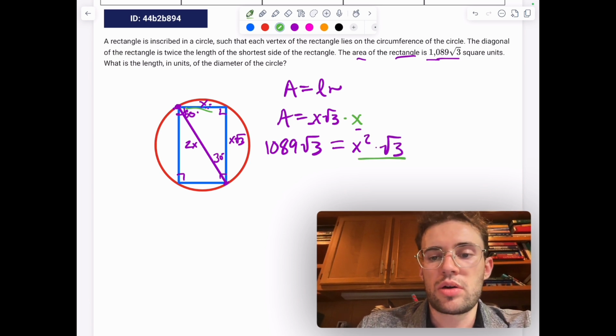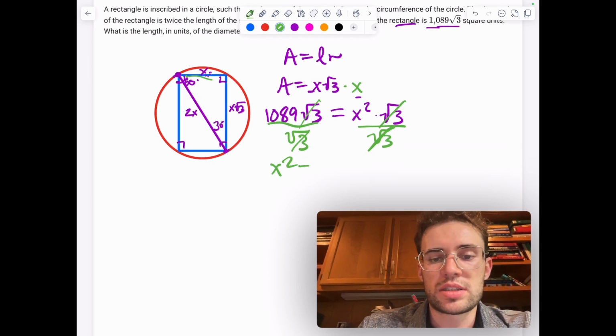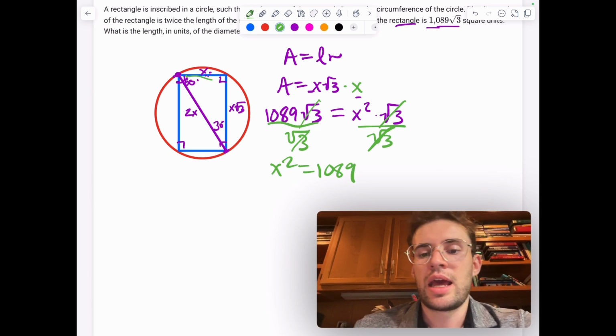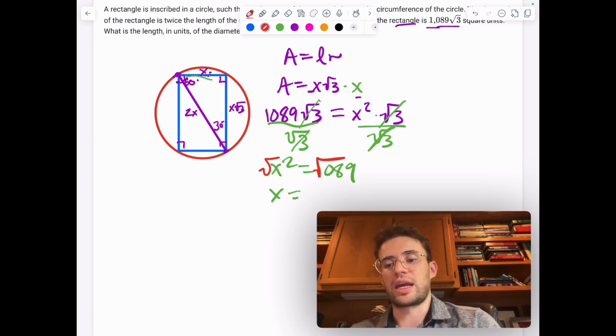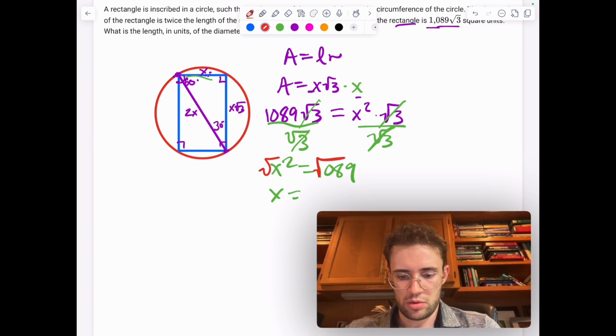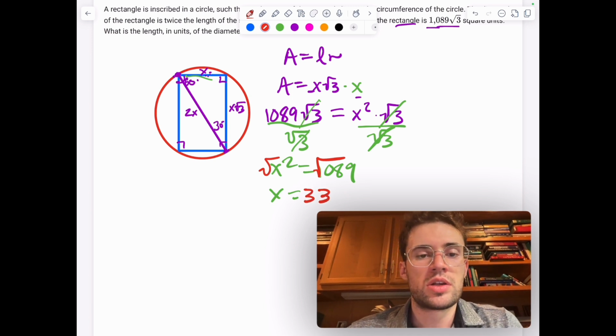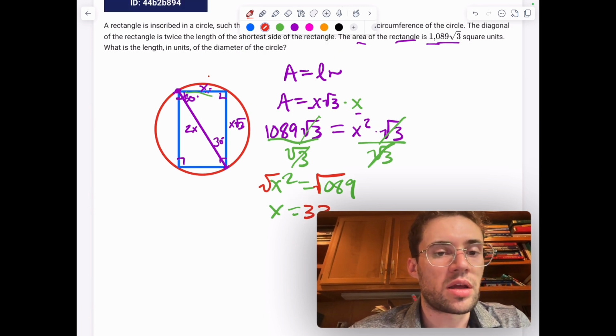Now to get x squared alone, we can divide both sides by the square root of 3. That cancels out the root 3 over here and over here, and that will leave us x squared is equal to 1089. And now to find x, you just do the square root of both sides. We don't have to worry about negative solutions because it's a geometry problem. You can't have a negative length. So the square root of 1089 is 33. So that means this shorter side is 33.